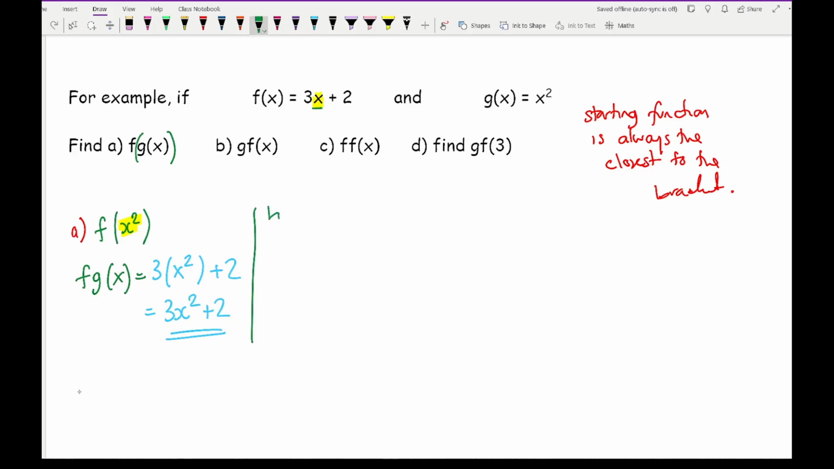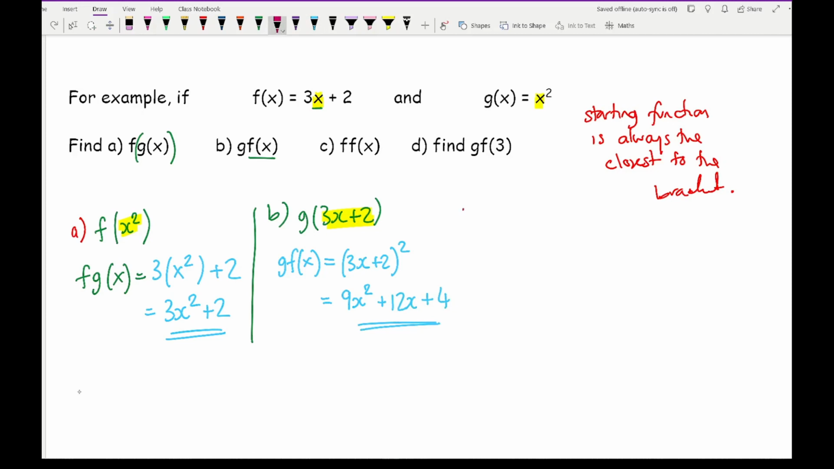With b, here we're using f of x. So here I've got g, and I'm going to use the function of 3x plus 2. I'm going to substitute 3x plus 2 wherever I see an x in the function of g of x. So what this becomes is gf of x. That becomes the bracket, which is 3x plus 2 squared. Then if I go on to expand that, I get 6, no I don't, I get 9x squared plus 12x plus 4, and there is my final answer.